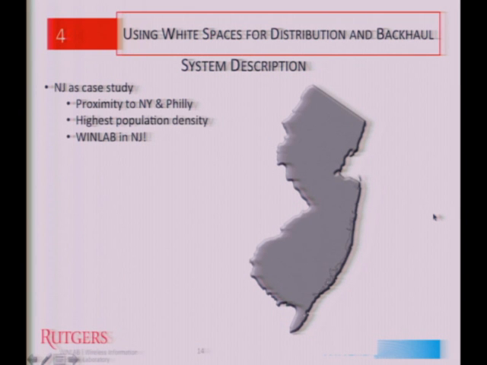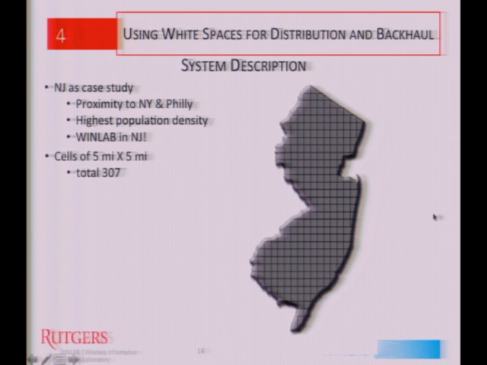For this system, we used New Jersey for a couple of reasons. First, it's near two metropolitan cities, which makes it a very interesting use case to see. Secondly, it's the highest population density state in the U.S., again an interesting fact. And of course, we're in New Jersey.